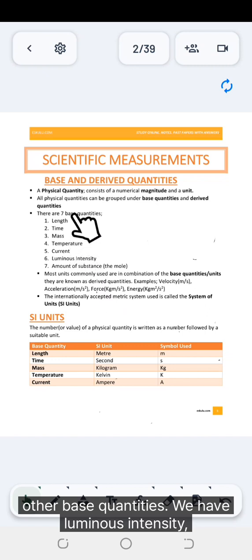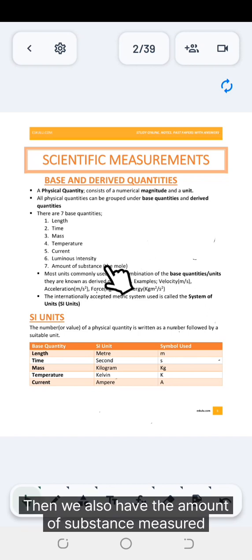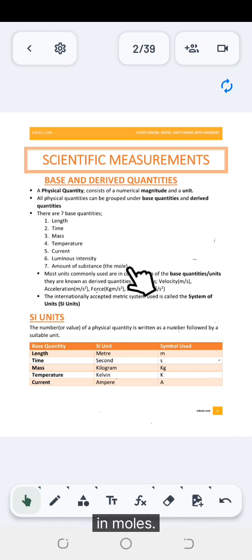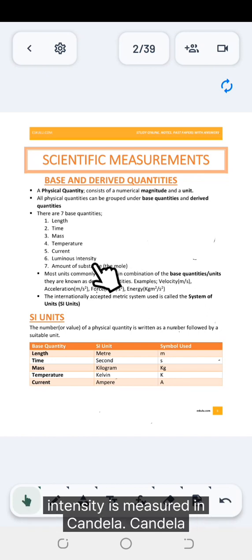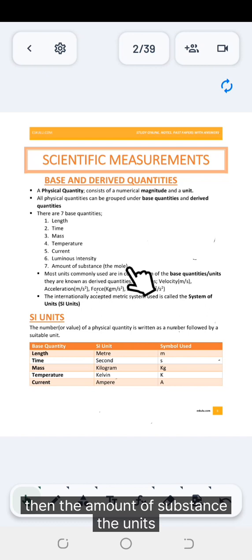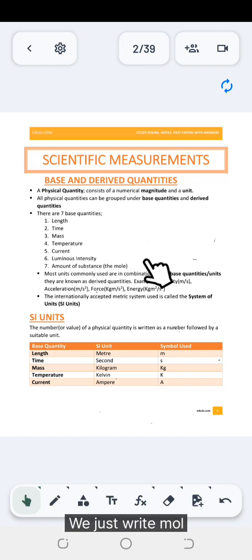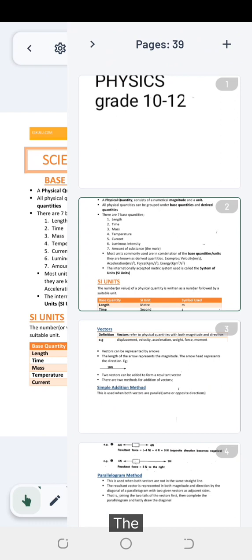Going to these other base quantities, we have luminous intensity, which is measured in candela, and the amount of substance, measured in moles. For candela, we use the symbol cd. For the amount of substance, the unit is the mole, and we just write mol: small letter m, small letter o, and small letter l. Like that.